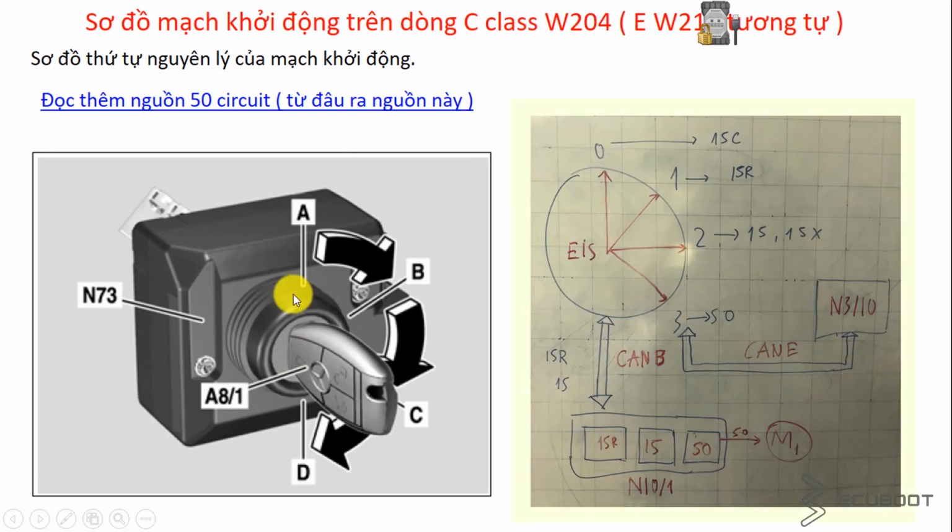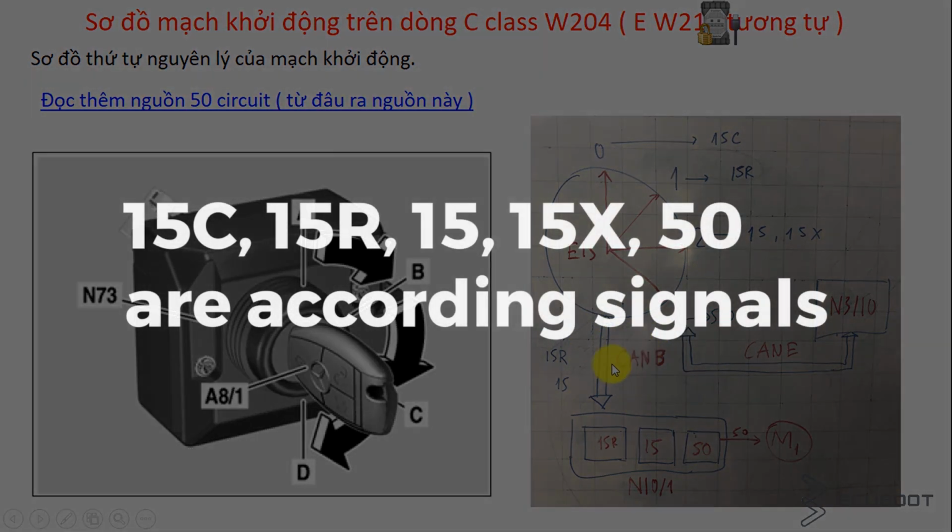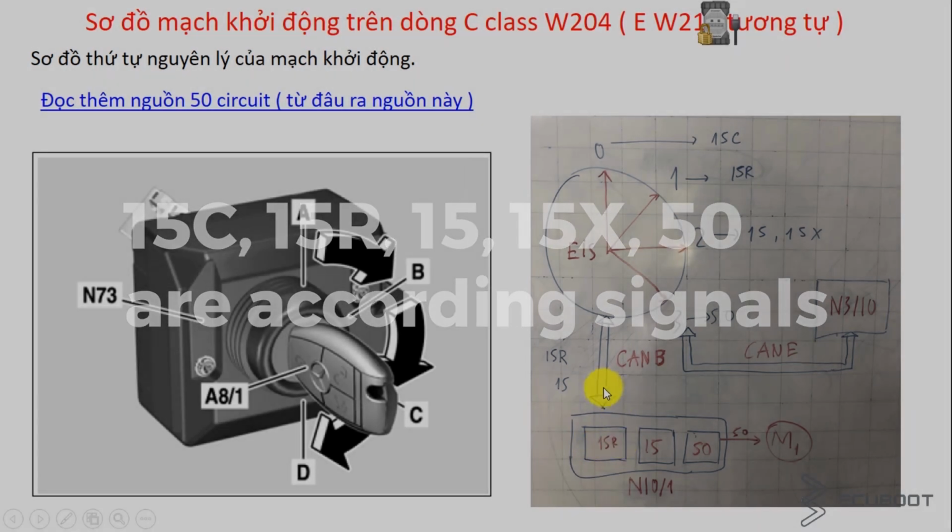Now, let's see the description image of our starting diagram when turning the key. The first position when you just plug the key in is 15C. The next position when you turn the key one time is 15R. The third position is 15 and 15X. The final position when we start the car is 50. Please remember, these are nothing complicated. 15 and 50 are just signals at the corresponding key positions.